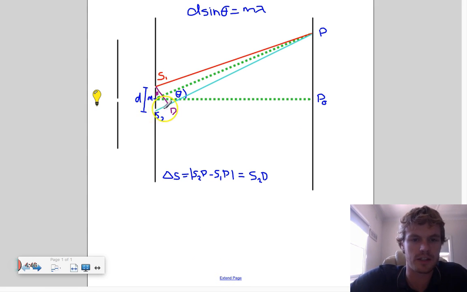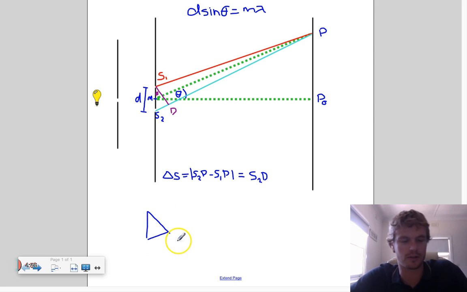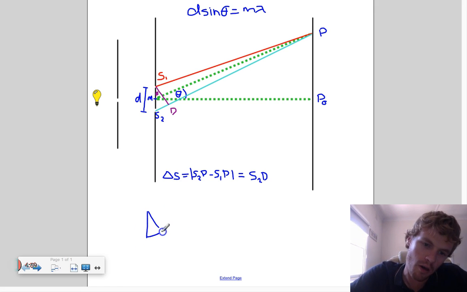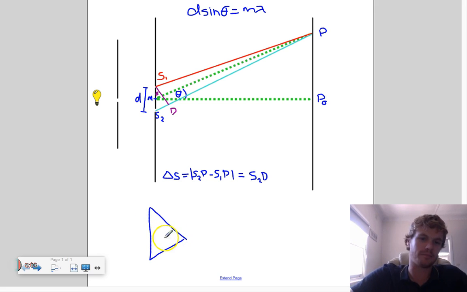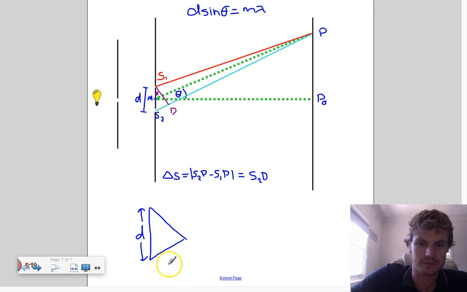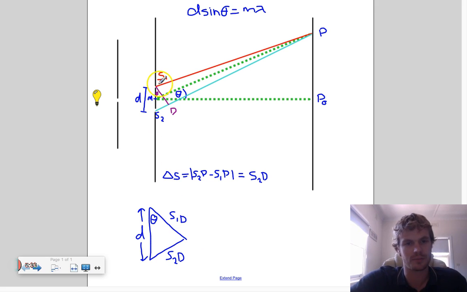Now I'm going to take this triangle we have here, and I'm going to draw it here. I need it bigger, sorry. Okay, this side here is going to have a length of d, lowercase d, so the slit separation. We know that because it's this side here. This bottom side here is going to have the length of S2d. So this is S2d. Our angle up here is theta. And this top side is S1 to d, because it's from here to here.